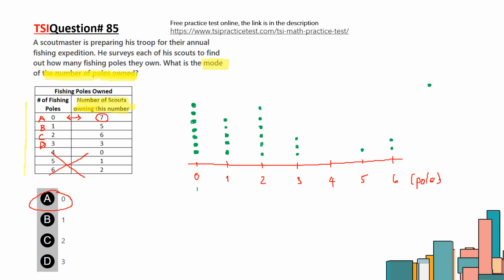So the mode is the category where the frequency is the highest. Okay, so here you have 7 people. See that is the highest right there. This one is 6. So the highest was 7. So 7 is the mode, right? But the category is 0. So that's why we have to answer 0.